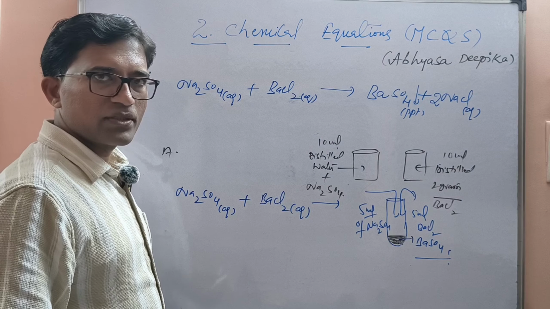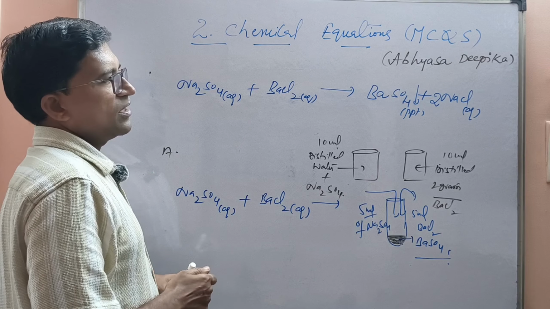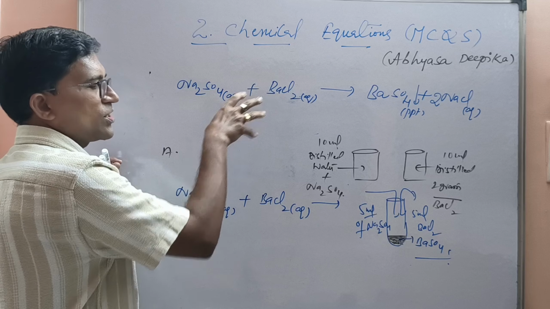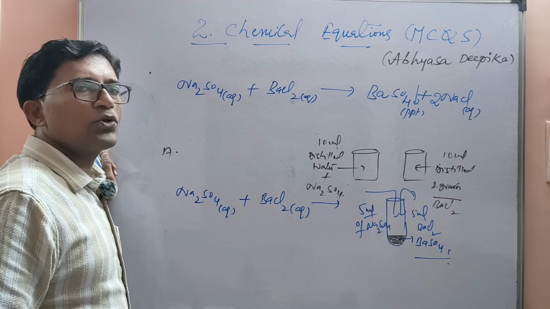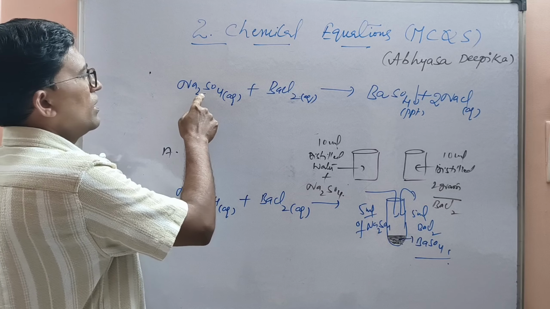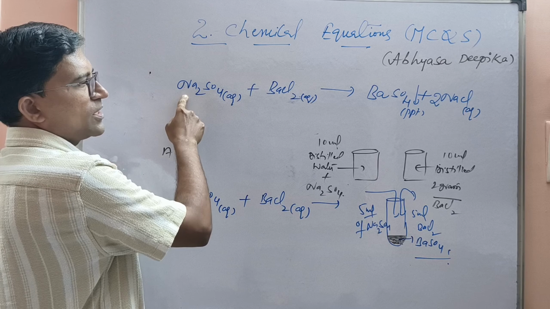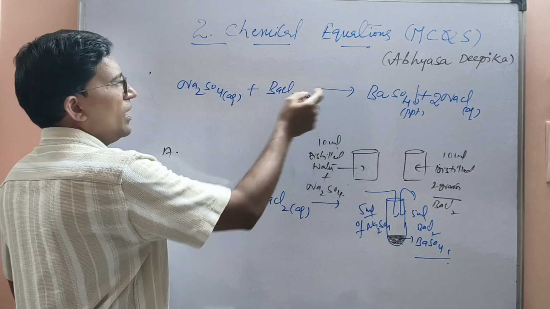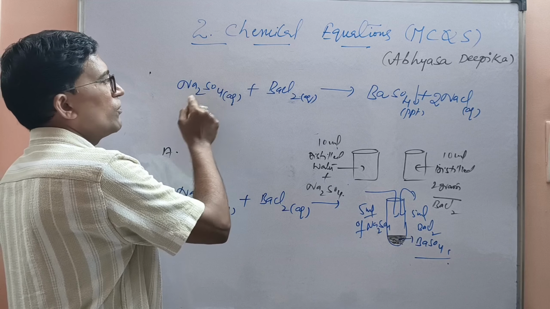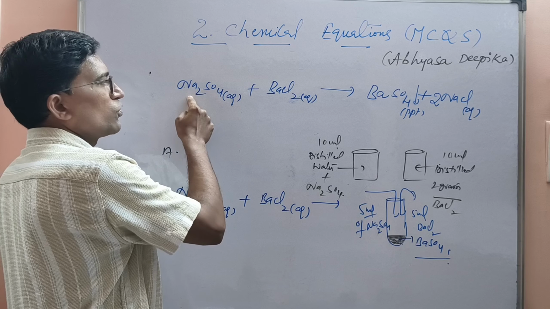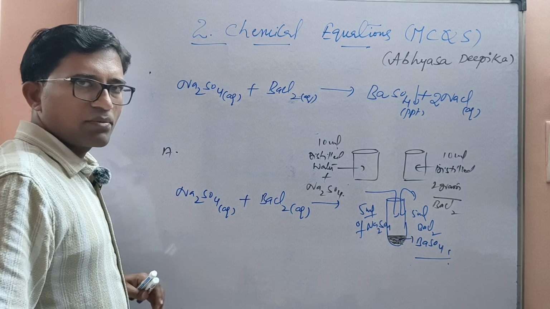That is aqueous. So if you ask me what type of chemical change it is, it is a double displacement reaction, or double decomposition reaction. Here, sodium is displaced by barium, and barium is displaced by sodium. In place of barium, we got sodium here, and in place of sodium, we got barium here. So this is a complete balanced chemical equation.